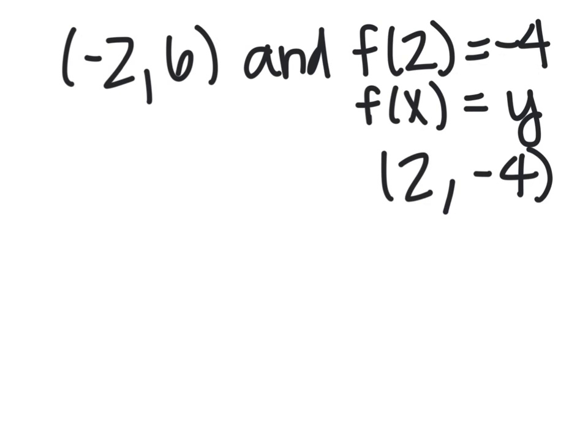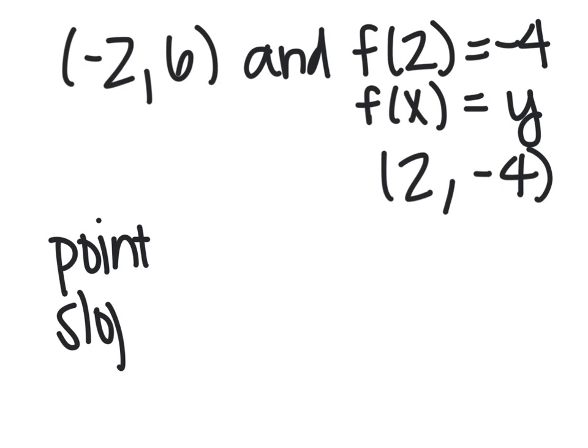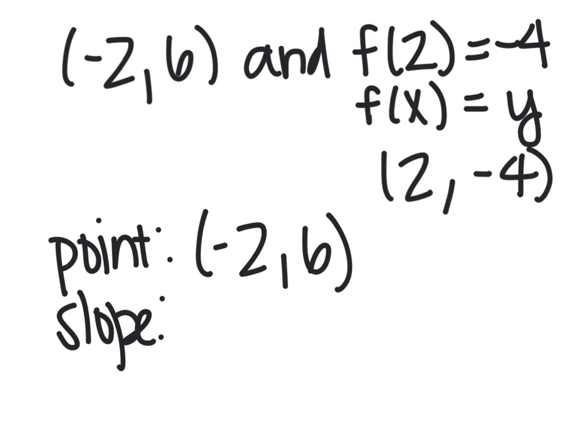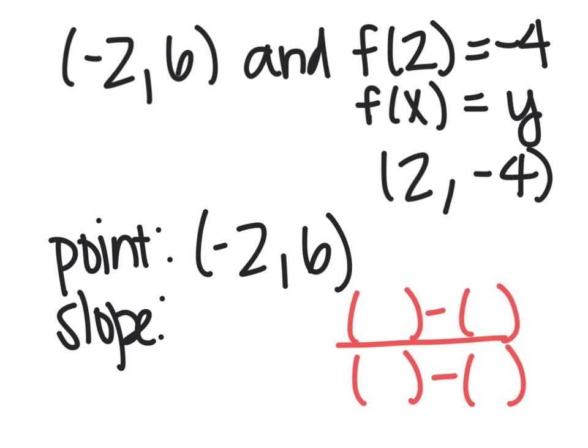So in order to do this, I need a point and I need a slope. Well, I have 2 points to pick from. It doesn't matter which one we pick, so I'm going to pick the point negative 2, 6, because that's what he gave us first. But I've got to find my slope. So in order to find my slope, I'm going to have to use my slope formula, which says that I take my y's and I subtract them, and I take my x's and I subtract them, and I get my slope.